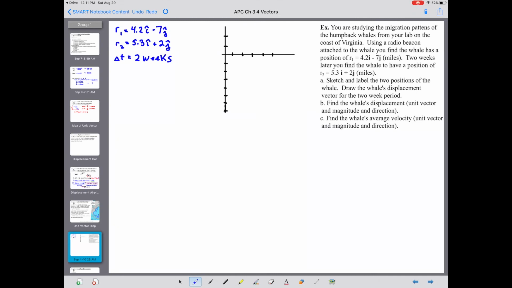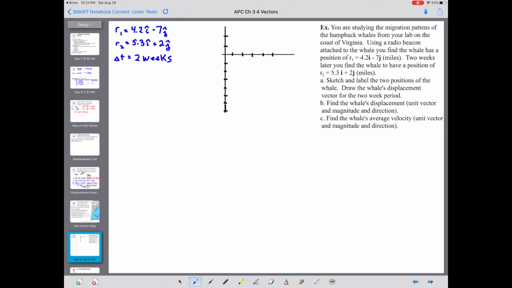Just a side note, these are position vectors. So the whale is at one location and then at another location. Unlike the last problem where those were displacement vectors, the airplane had actually moved through those vectors. The whale hasn't moved through those vectors. It just happens to be at those two locations. For example, on R1, 4.2i minus 7j.